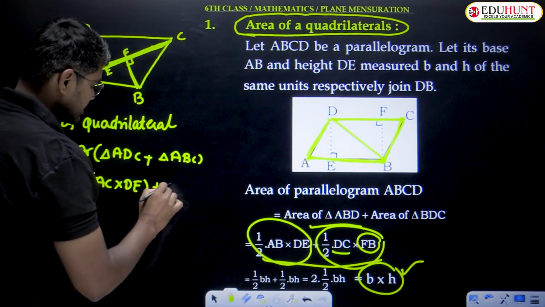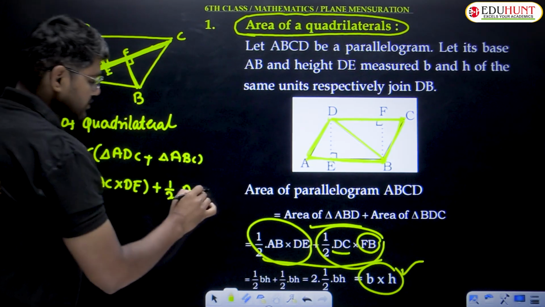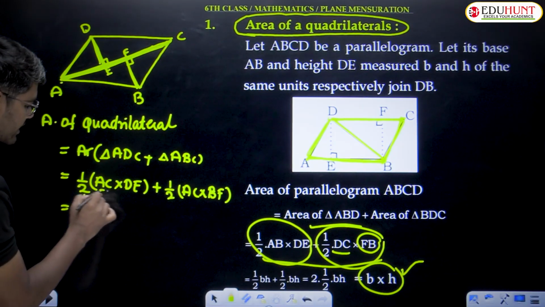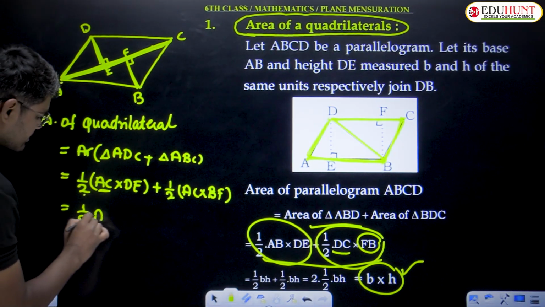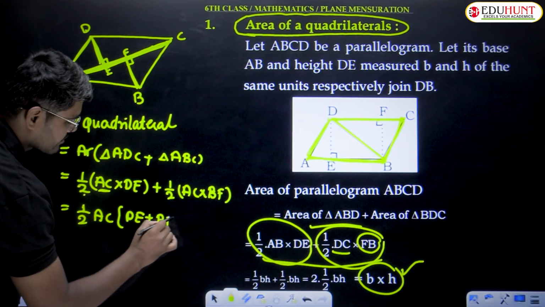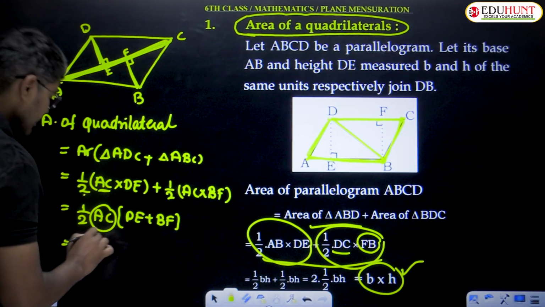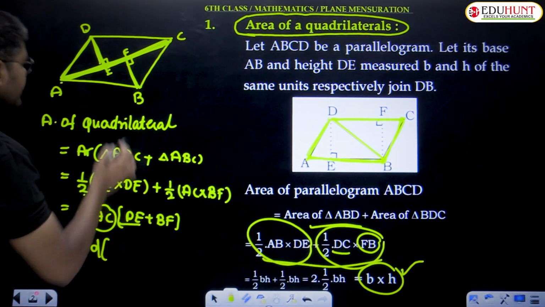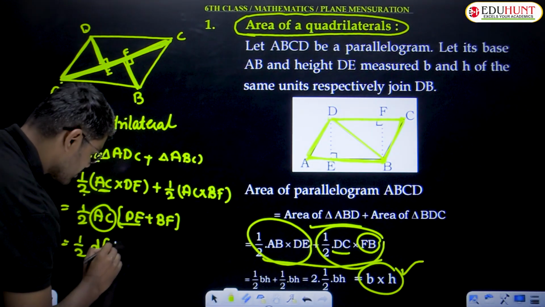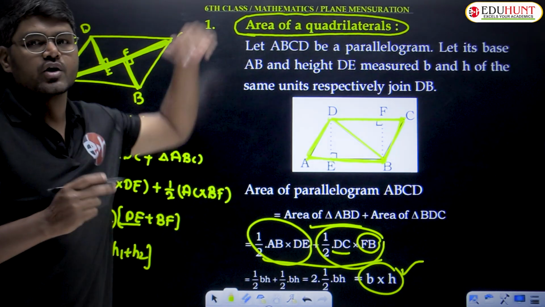Again this is AC, half into AC into BF. So I can take half and AC both common. Half AC into DE plus BF. Half into AC is nothing but diagonal, into DE and BF, which are perpendiculars or heights. So I can write H1 plus H2. This is the area of a quadrilateral.